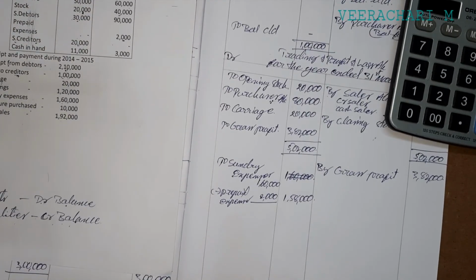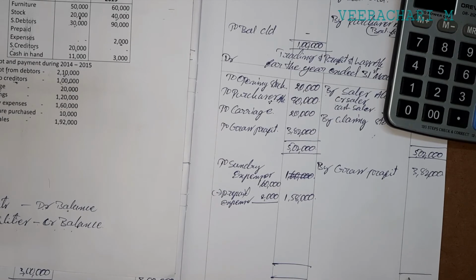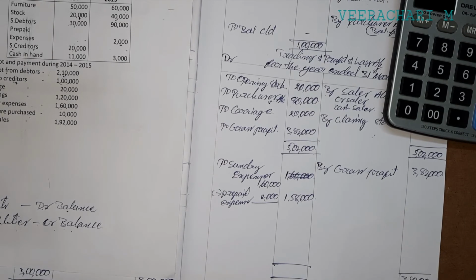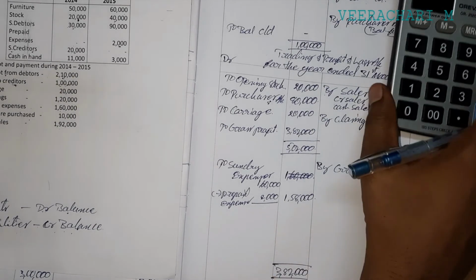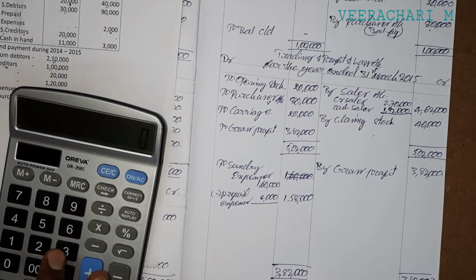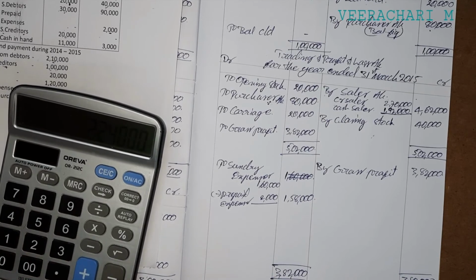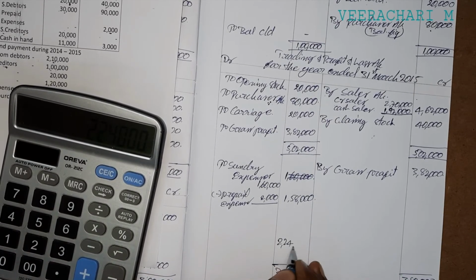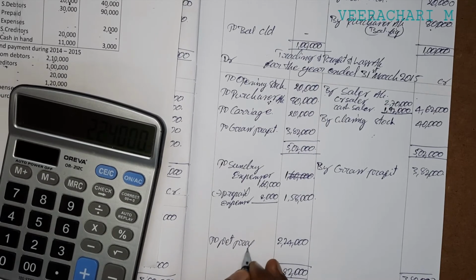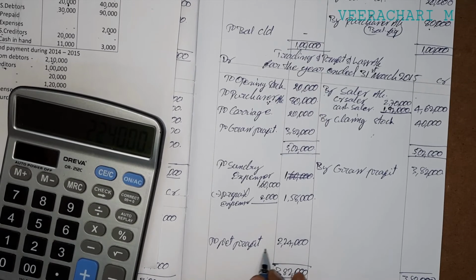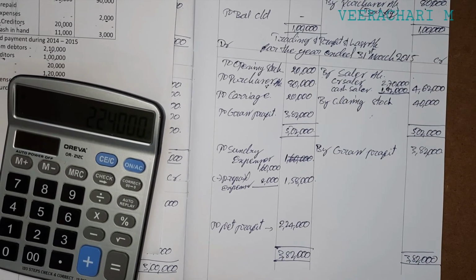Next one, I think this is the final one. So credit side is 3,82,000 and debit side is 3,82,000 minus 1,58,000. It is equal to 2,24,000, to net profit. The profit is 2,24,000. Like this you can compute profit.